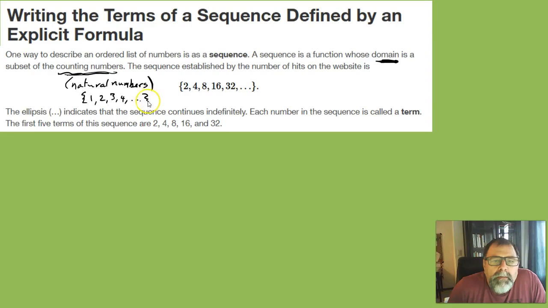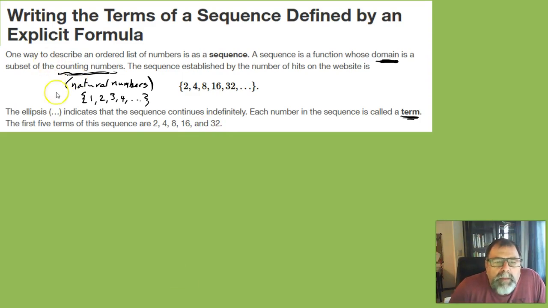The ellipsis indicates the sequence continues indefinitely. Each number in the sequence is called a term. The first 5 terms of this sequence are 2, 4, 8, 16, and 32.